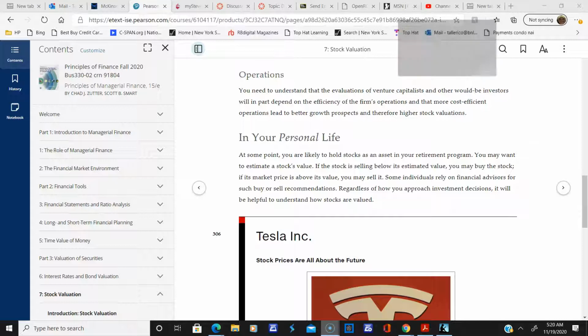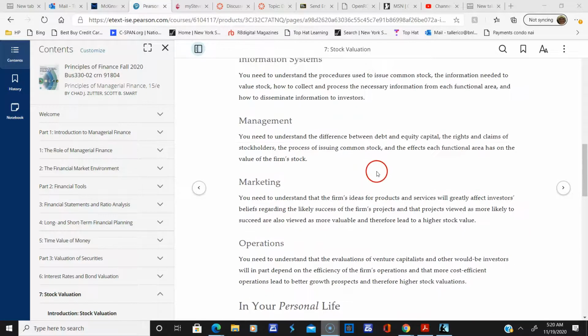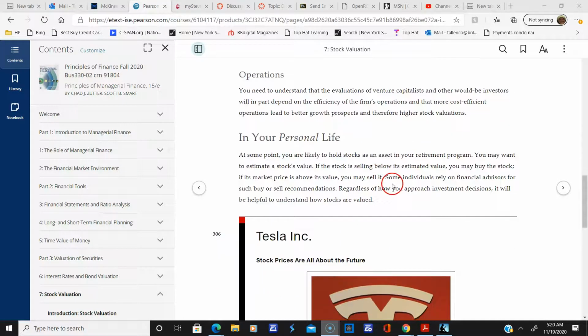So we finished up on chapter 6, and what I want to basically cover is chapter 7 now. We priced bonds, now I want to price stocks, right?